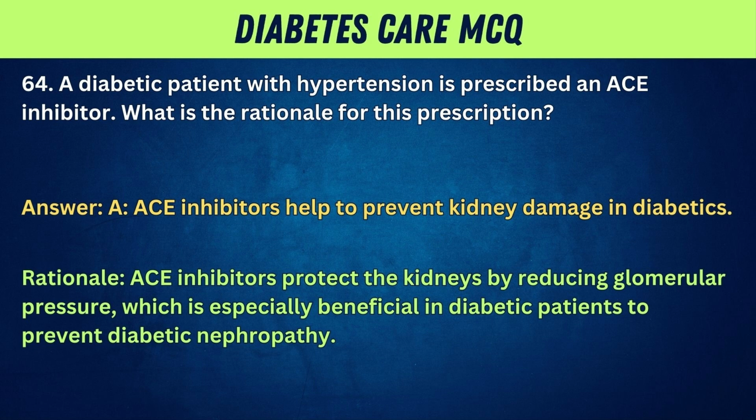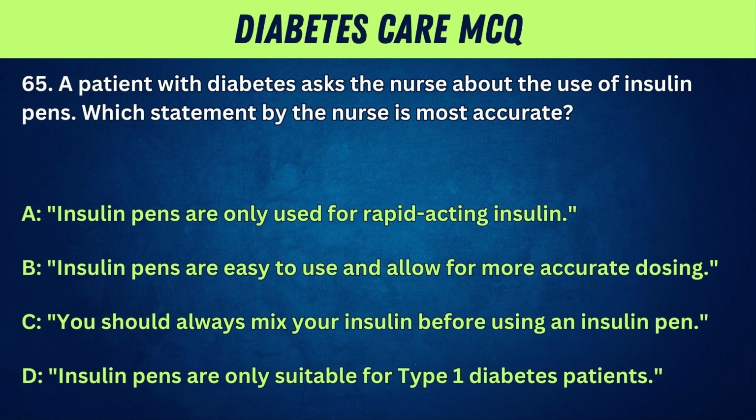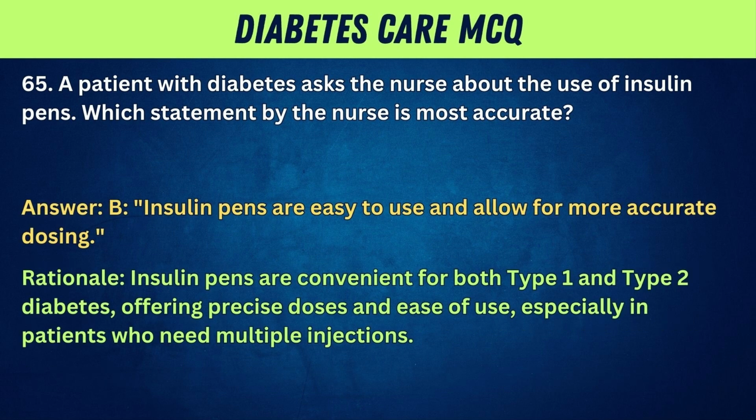Rationale: ACE inhibitors protect the kidneys by reducing glomerular pressure, which is especially beneficial in diabetic patients to prevent diabetic nephropathy. 65. A patient with diabetes asks the nurse about the use of insulin pens. Which statement by the nurse is most accurate? A. Insulin pens are only used for rapid-acting insulin. B. Insulin pens are easy to use and allow for more accurate dosing. C. You should always mix your insulin before using an insulin pen. D. Insulin pens are only suitable for type 1 diabetes patients. Answer: B. Insulin pens are easy to use and allow for more accurate dosing.